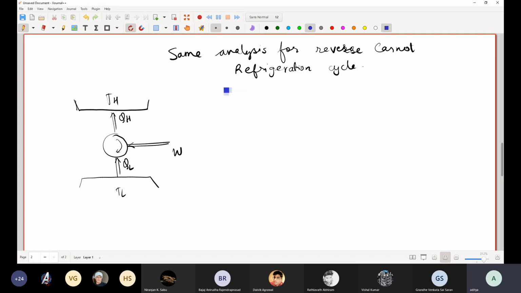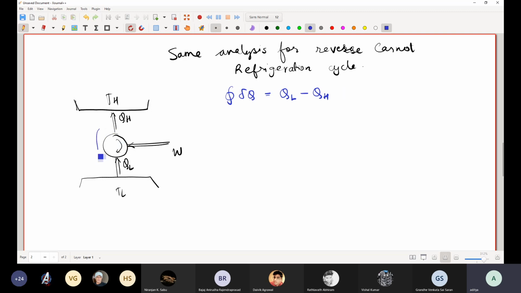So let us say, what is closed integral del Q? It will be QL minus QH. We have to account for the signs in the equations because we have not accounted for any sign over here. So what is QL minus QH? Is it greater than 0 or less than 0?